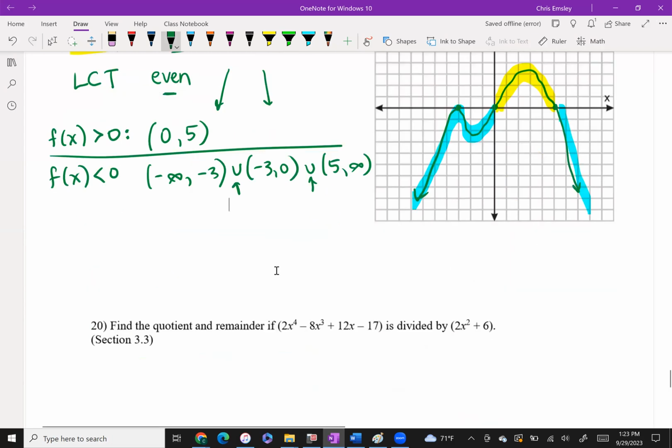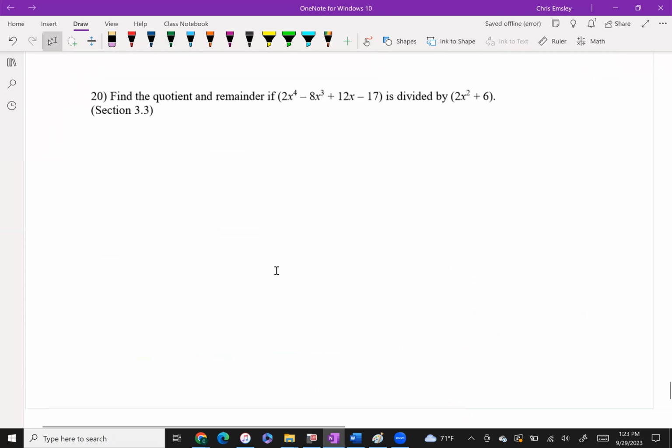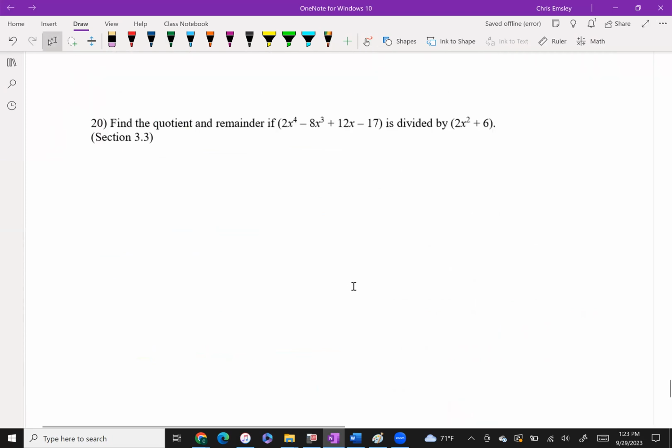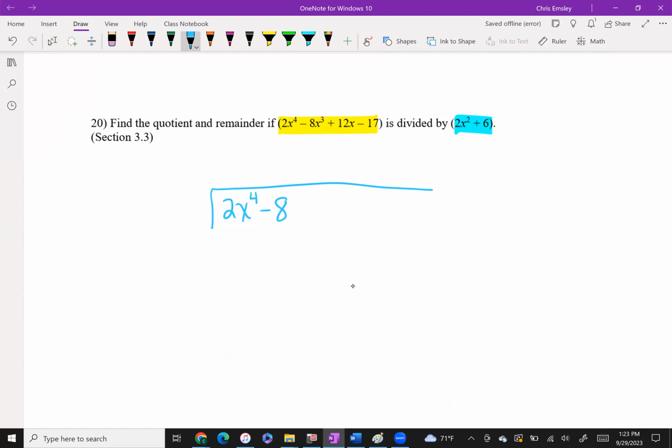Okay, and the last one from the day one review, we need to do a little polynomial long division. So we are going to divide this expression by this expression. The expression that goes under the division symbol, that's where we have to be careful that we are representing every power of x. We have 2x to the 4th minus 8x cubed, which means we need an x squared term, and we don't want to have one here, so we need to put a 0 in as a placeholder for x squared. Then we have our x to the 1st power, and then we have our constant.